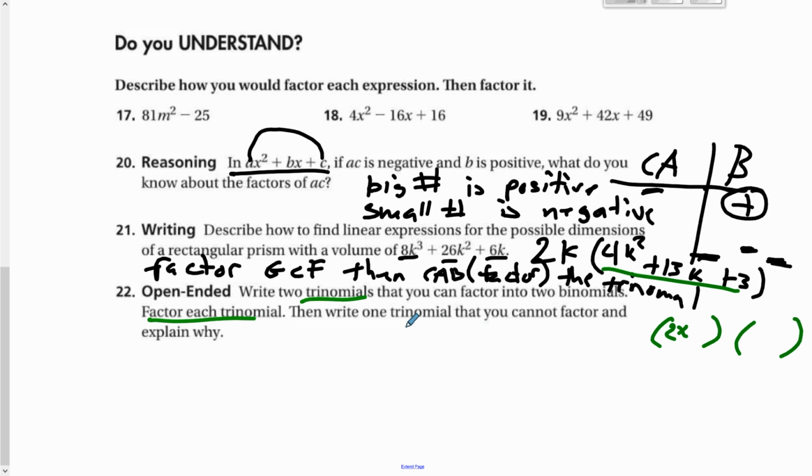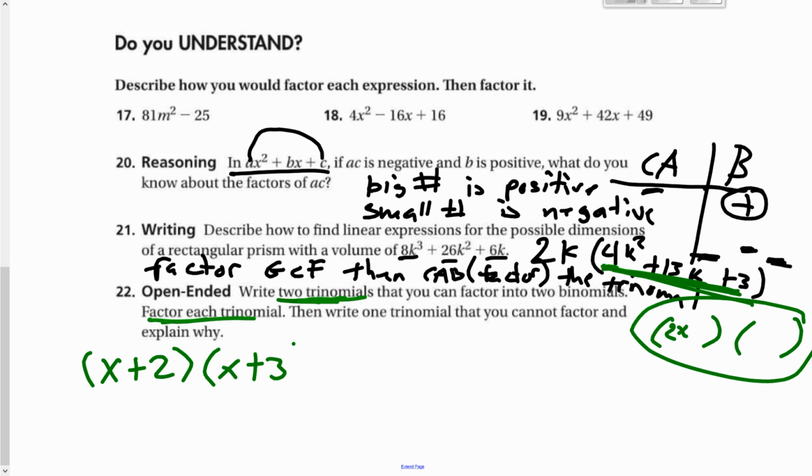Sorry, I might have said that backwards. If I want to come up with two trinomials and then factor them, well, here I had a trinomial, and to get my answers, didn't I factor them into two binomials? Well, can I make up two binomials and multiply and come up with a trinomial? Sure. So x plus 2, x plus 3, multiply them, and that would create a trinomial. There we go.